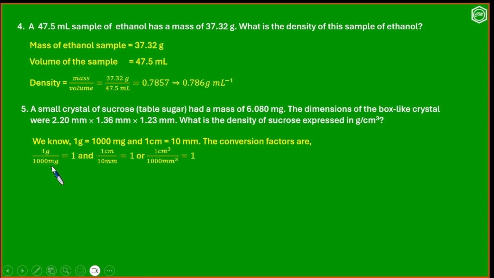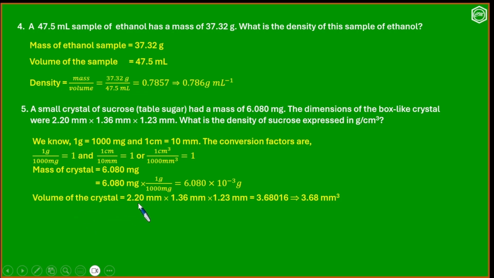So 1 gram by 1000 milligram is equal to 1, and 1 centimeter by 10 millimeter is equal to 1. And when you take the volume, 1 centimeter cube by 1000 millimeter cube is equal to 1. Mass of the crystal is 6.080 milligram. We convert first into gram. So using this conversion factor, unit factor, that is equal to 6.080 into 10 raised to minus 3 gram.